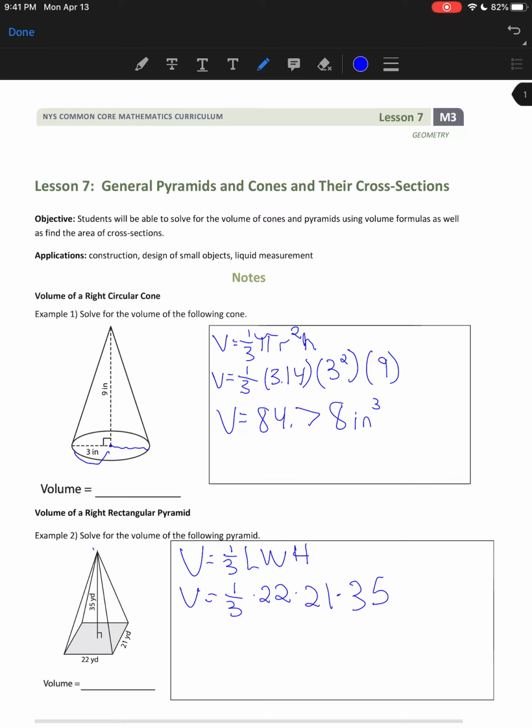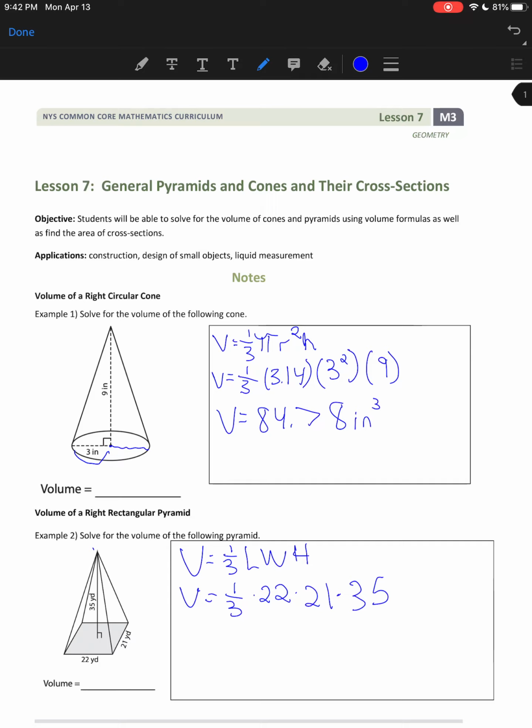And once again, all you need to do is plug these numbers into your formula, and then just put it all in your calculator. So again, 1/3 is 1 divided by 3. If you're putting it all in at once, just make sure you put that in parentheses. Times 22 is length, times 21 is width, times 35 is height. And we get 5,390 as our volume.